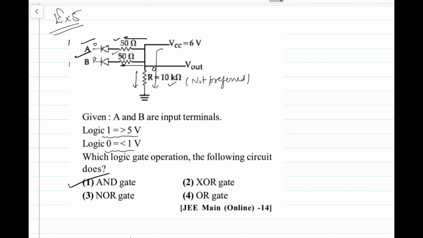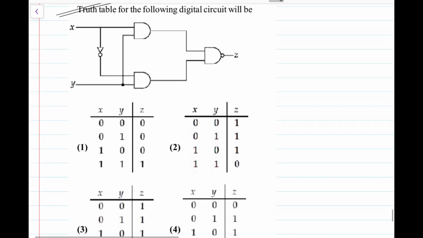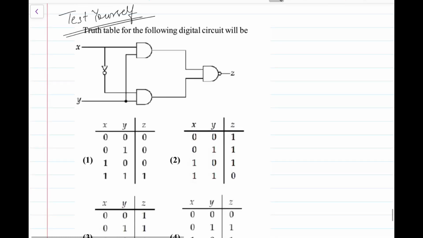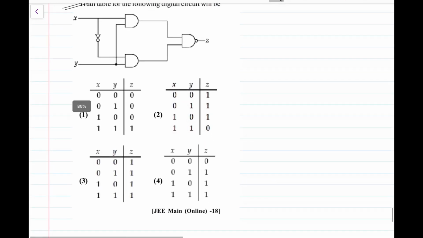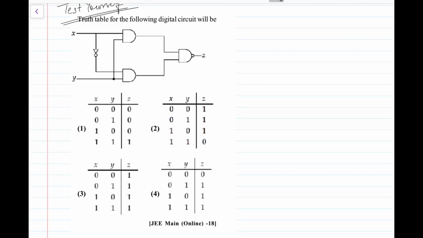So just try to analyze this. The values of the resistors are very important here. Next, the truth table for the following digital circuit. Now you have to solve it yourself. This is JEE Main online 2018. Now try that 0110 thing, whatever you do, and try to find out the answer.